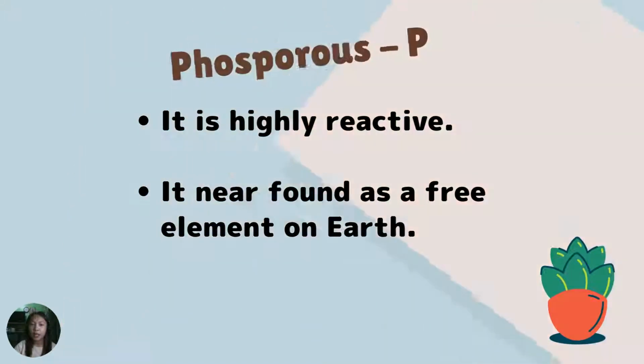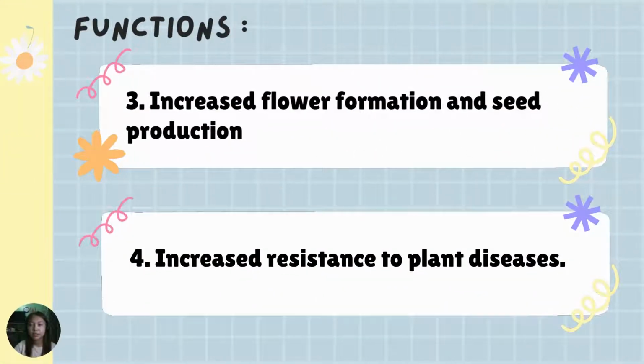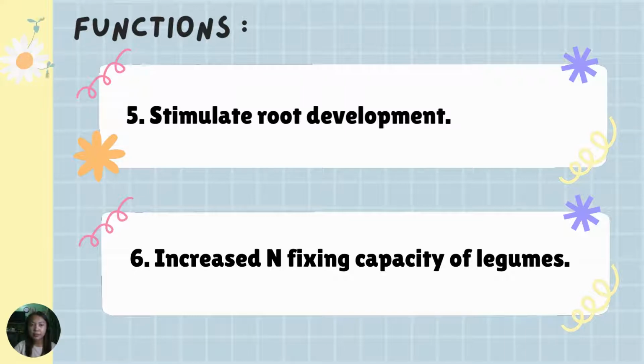So when we say phosphorus, one of its functions is to increase flower formation and seed production. This is the one responsible for this kind of activity in plants. It also increases stalk and stem strength, so it makes the plants rigid or strong. Another function, it increases resistance to plant diseases. Another function is to stimulate root development and increase the nitrogen fixing capacity of legumes.